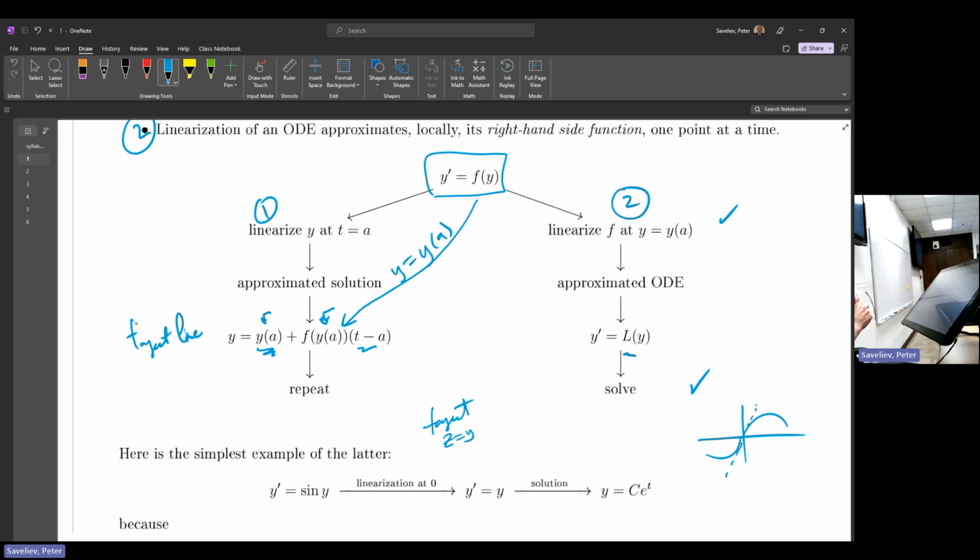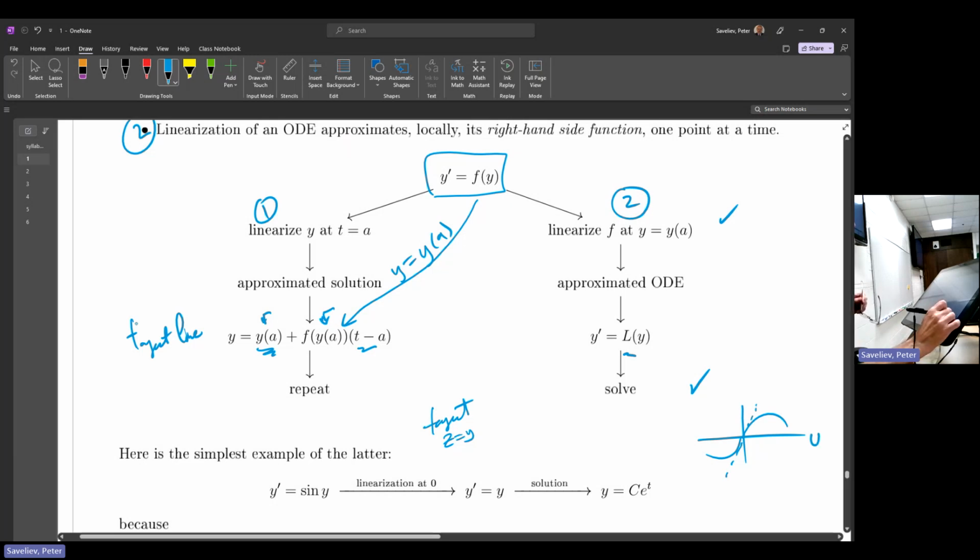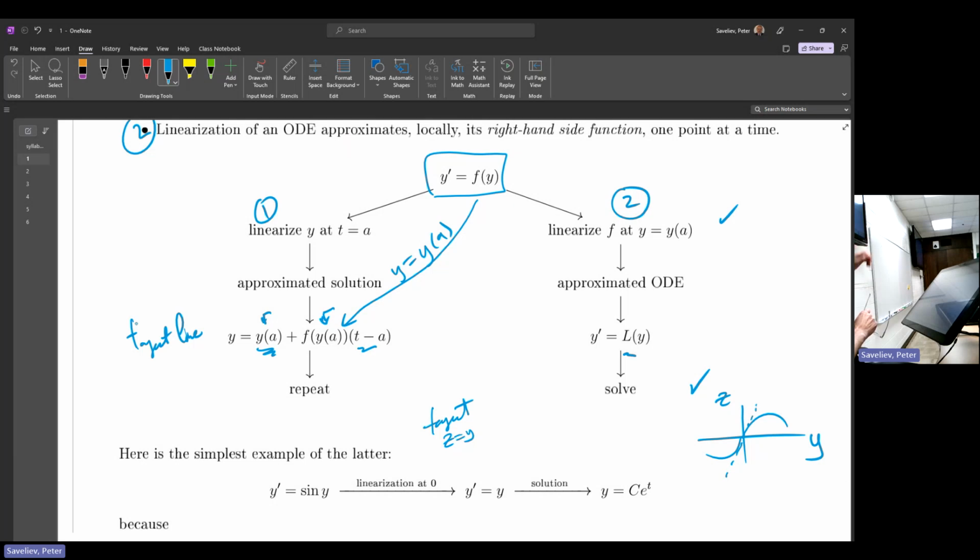So let's replace sine y with y. But that's why we do it, because it's simpler. But why do we pick y, not something else? Because y is the tangent line to our line. So once again, this is y, and this is z. Okay, so approximation. Once we replace a complex differential equation with a simpler one, it is solvable.